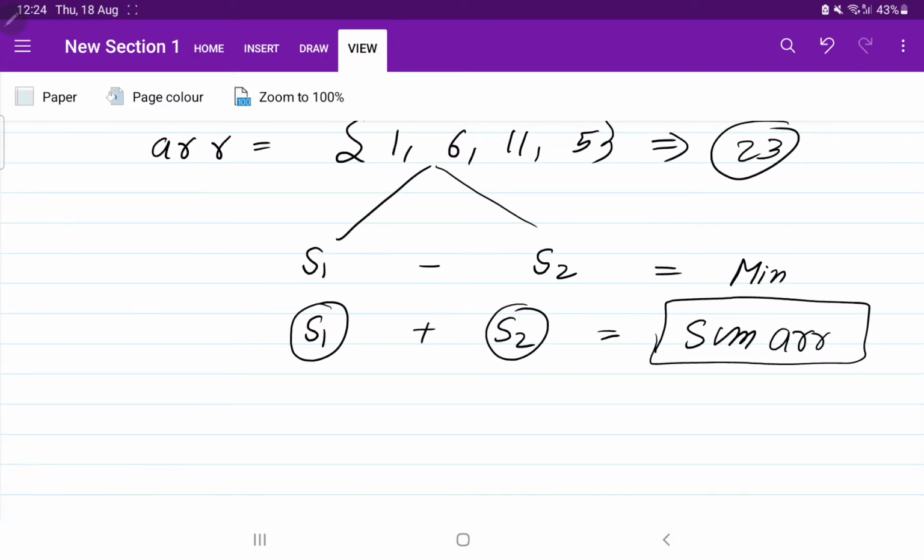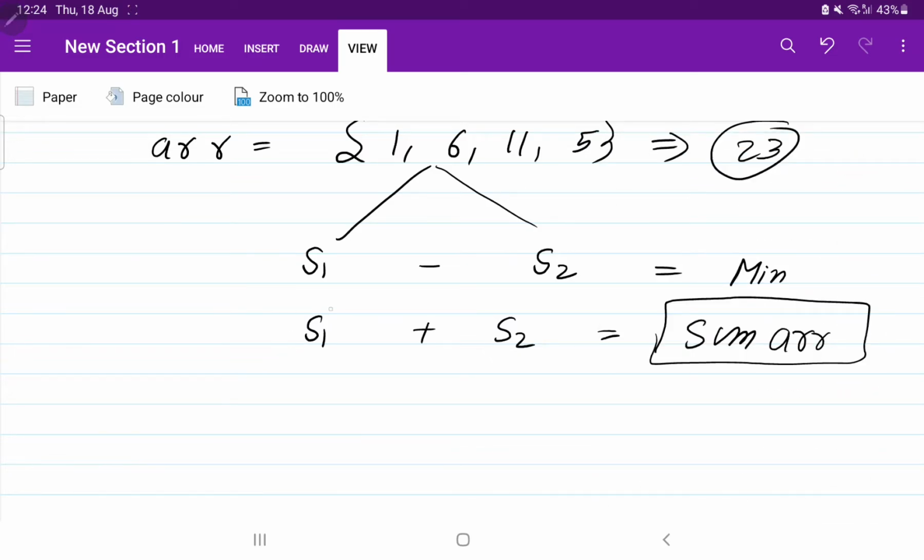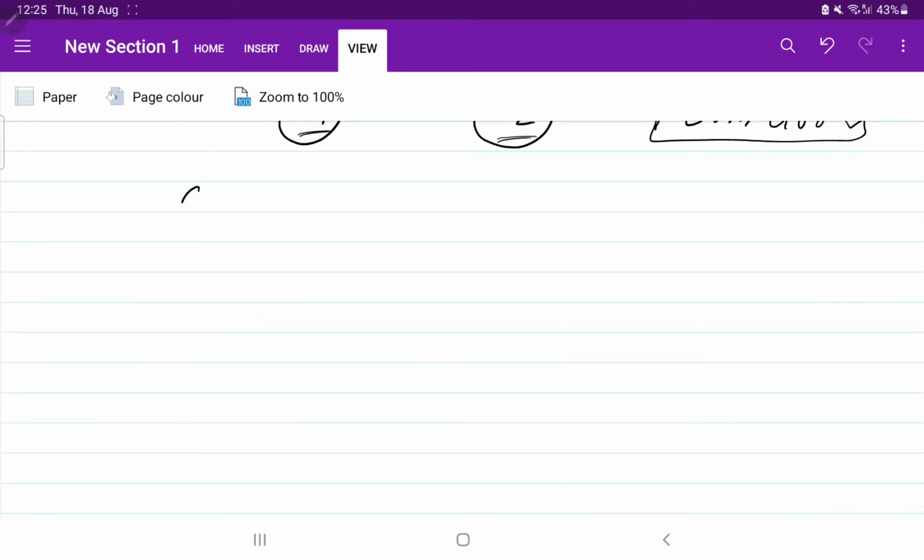So what we need to find is how many variables there are. There are three variables: S1, S2 and minimum. The sum of the array we can find, because the array is given to us. So here we have three things: S1, S2 and minimum. Let us try to reduce one variable, S2. Okay, how are we going to reduce it?